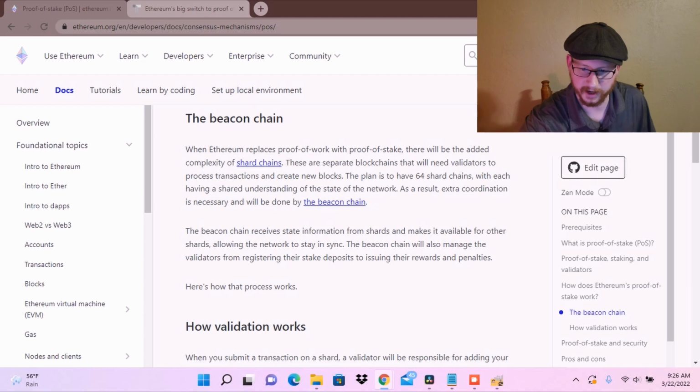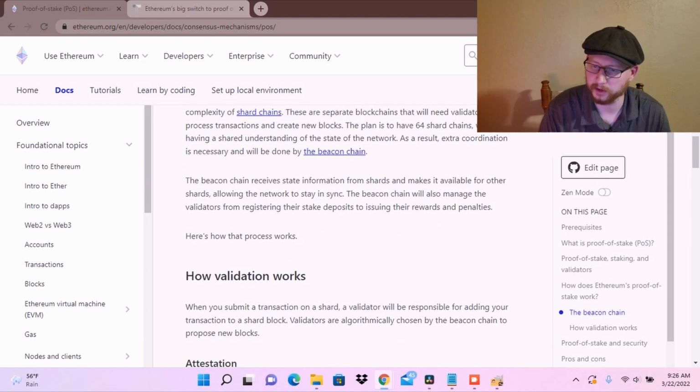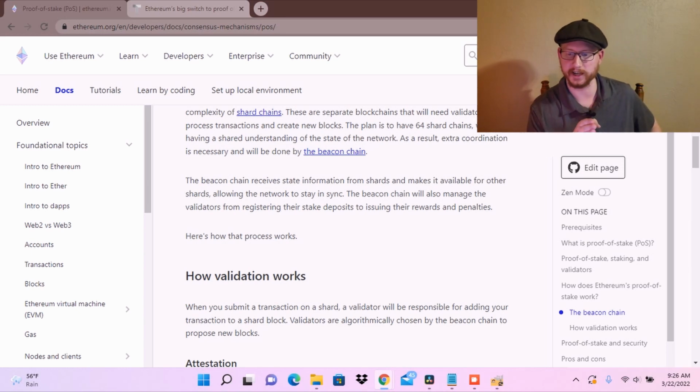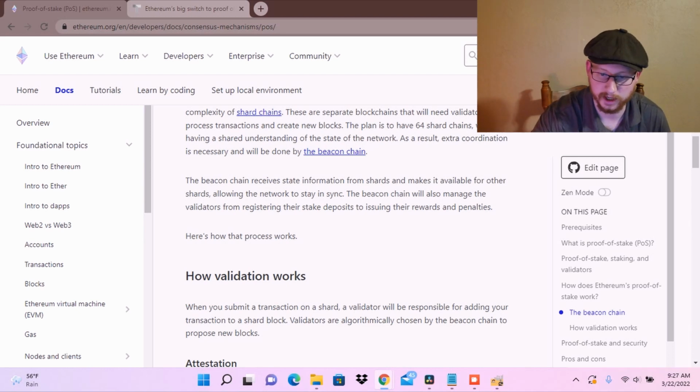I'm trying to make sure that I don't give you guys something that I've said three times. These separate blockchains will need validators to process transactions and create new blocks. The plan is to have 64 shard chains, with each having a shard understanding of the state of the network. As a result, extra coordination is necessary and will be done by the beacon chain.